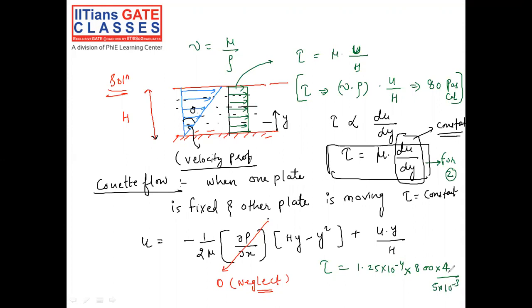So if you are going to calculate 1.25 into 800 into 4 by 5 by 10, you are going to get 80 Pascal. Pascal we also call Newton per meter square. That is the SI unit of pressure or shear stress. So this is the solution for question number 2.